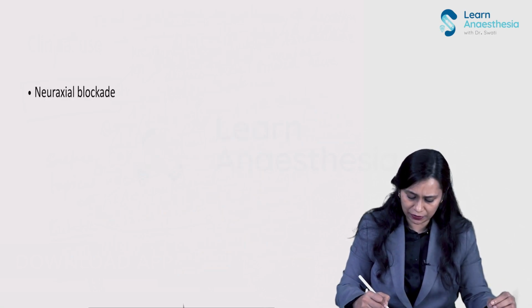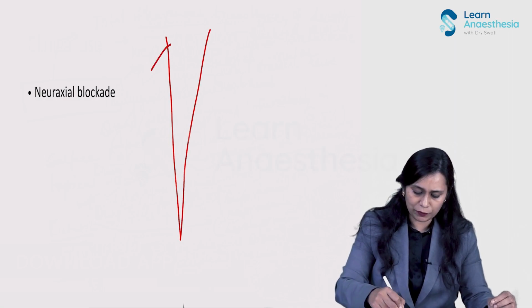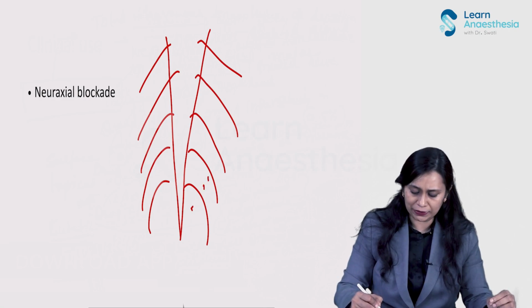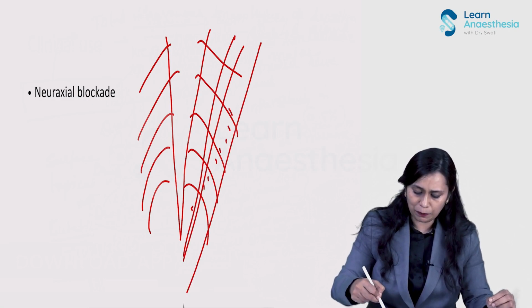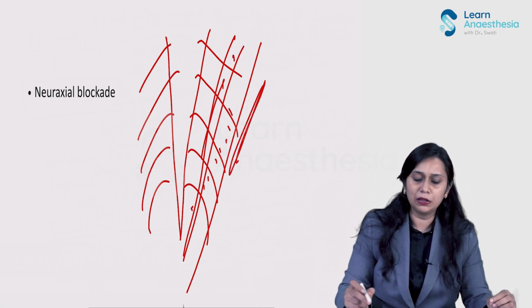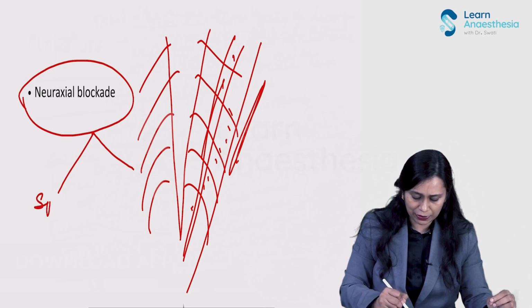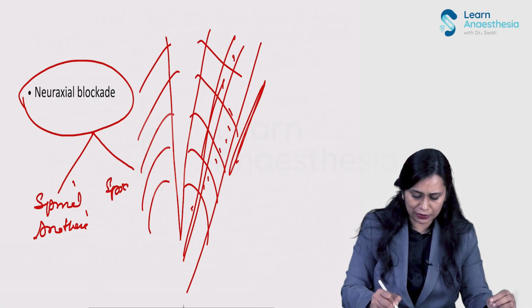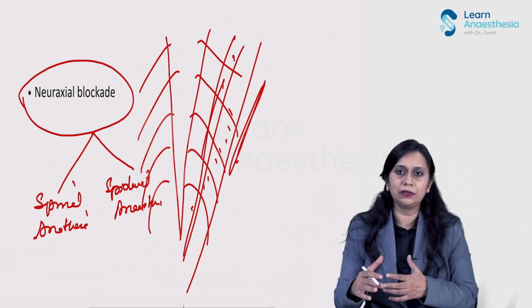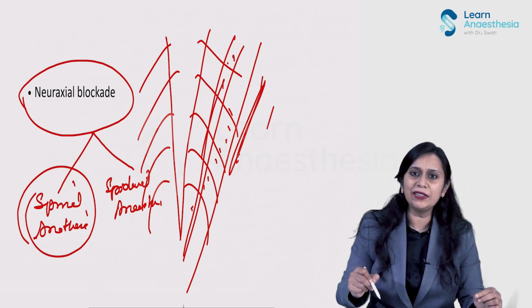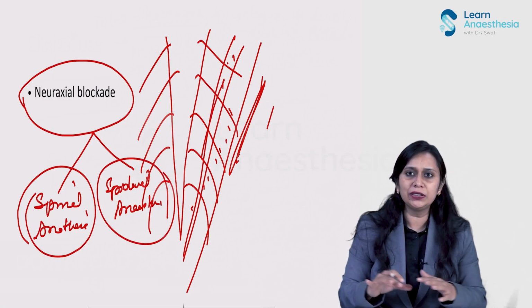Then neuraxial blockade. Now, this is your spinal cord, and from the spinal cord, the spinal nerves come, right? So, when you block the spinal nerve, either by spinal anesthesia or by epidural, we call it neuraxial blockade. For neuraxial blockade we have to discuss spinal anesthesia and epidural anesthesia. We will discuss it in the topic central neuraxial blockade. Right. So, when local anesthetic is put in the subarachnoid space, we call it spinal. When we put it in the extradural space, we call it epidural. Got it? So, this is neuraxial blockade.